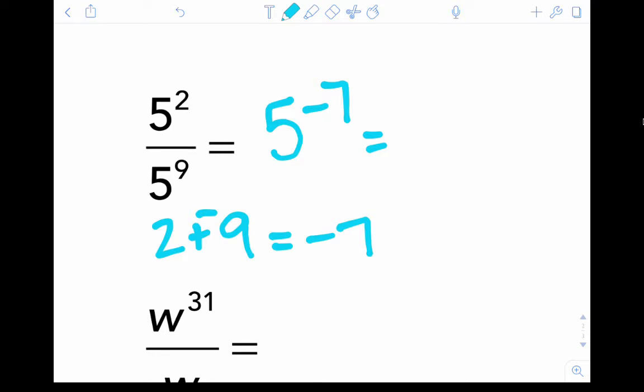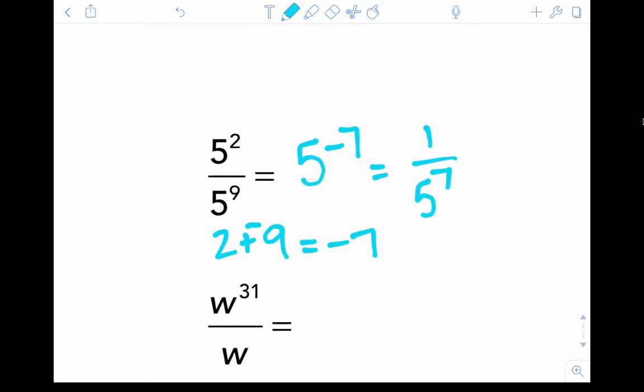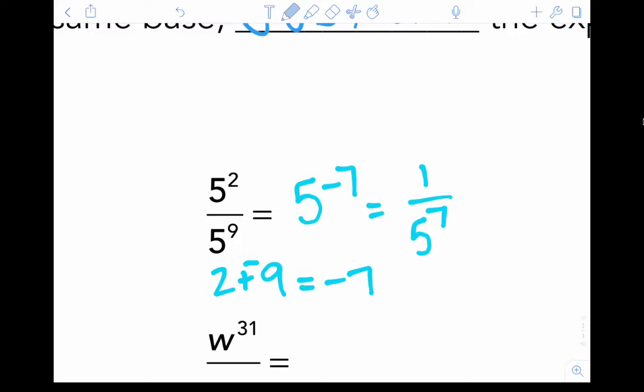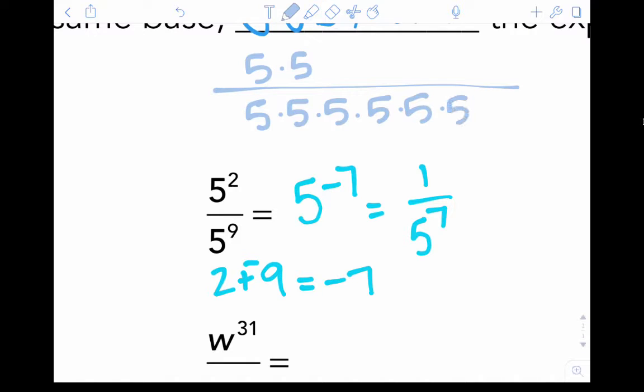I can't leave a negative exponent, so I need to write this as 1 over 5 to the 7th. Remember that a negative exponent tells me to take the inverse of the opposite, so I'm going to write it as a fraction. Now that's kind of weird. That was a little bit of a different one, so I am going to show you this one also. 5 squared is 5 times 5. 5 to the 9th is 5 times 5 times 5 times 5 times 5 times 5 times 5 times 5 times 5. Now these two cancel out, and I'm left with 7 5s down in my denominator. Here I have 7 5s down in my denominator.